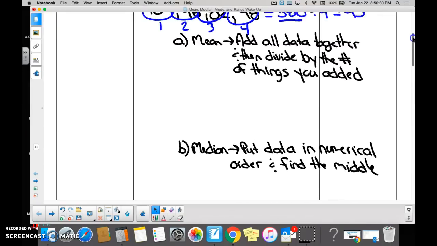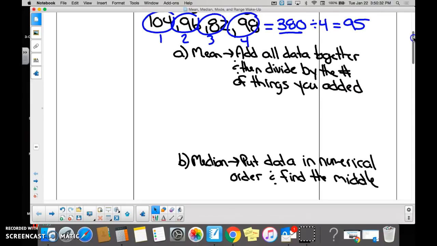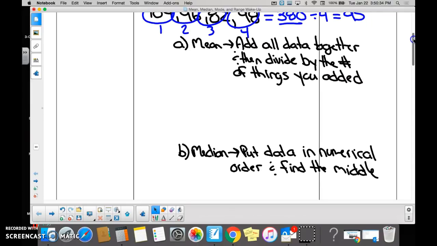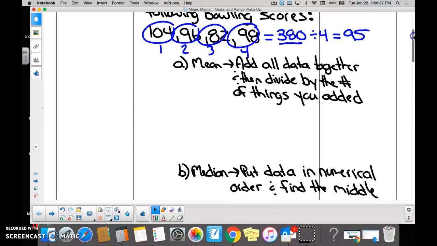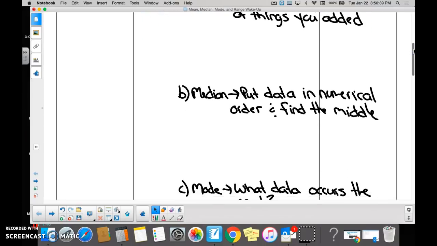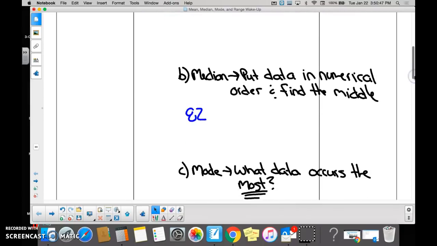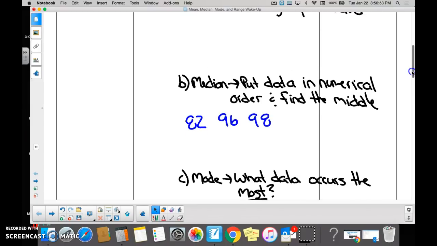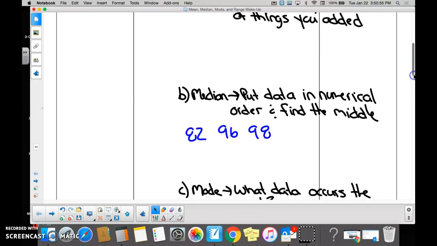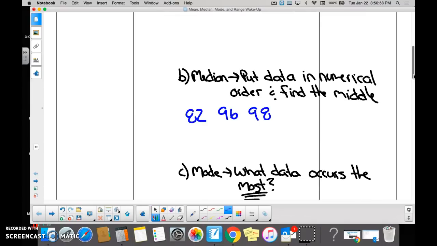So to find the median, we take all of our data and we put it in numerical order and then find the middle. So we have an 82 first. Numerical order means from smallest to biggest. So our first score was an 82. Our second score was a 96. Our third score was a 98. And our last score was, I believe, a 104. So we put all 4 of those pieces of data in order, and we find the middle.